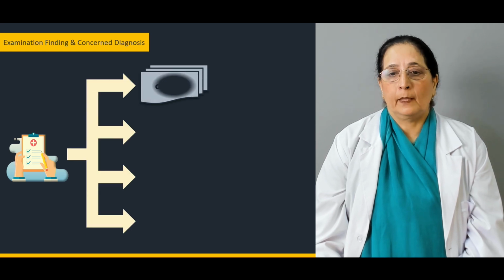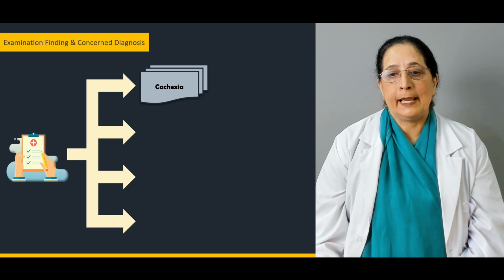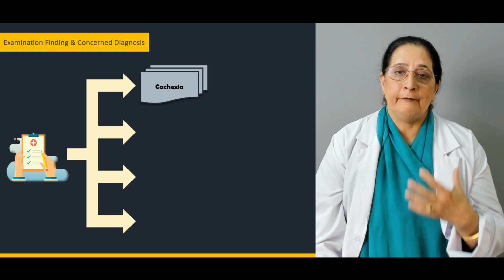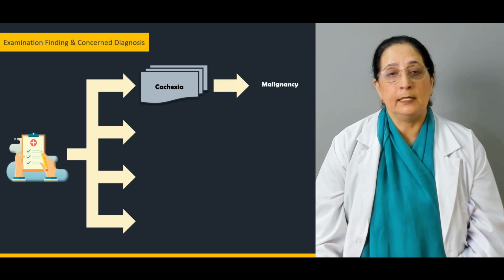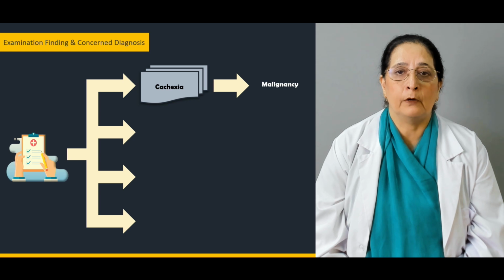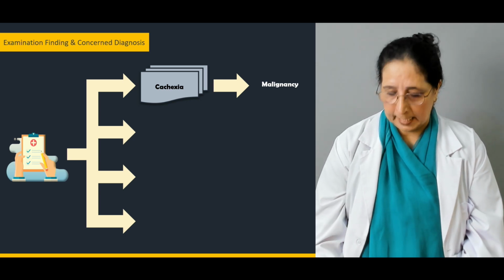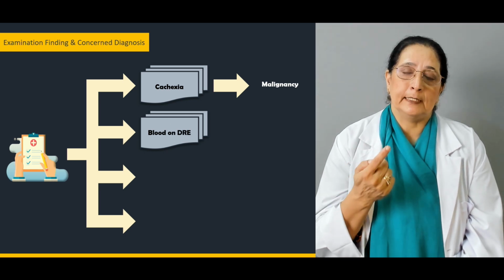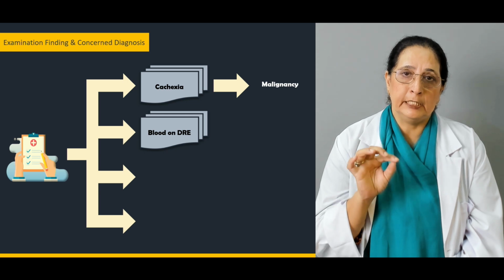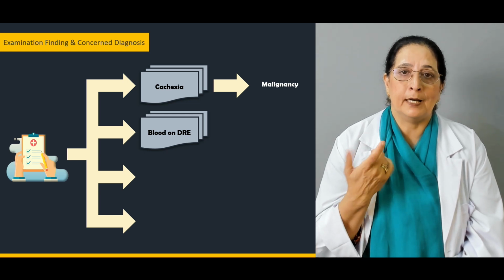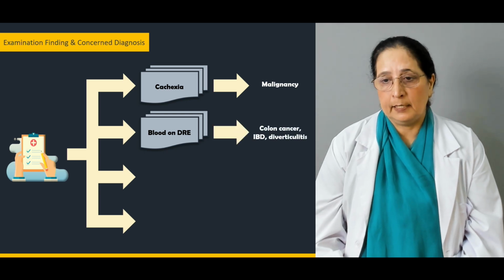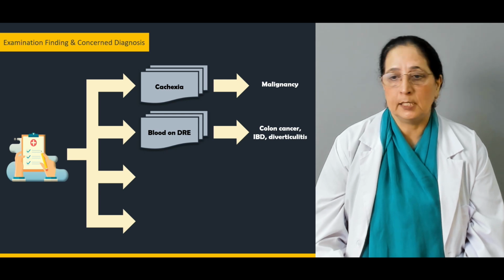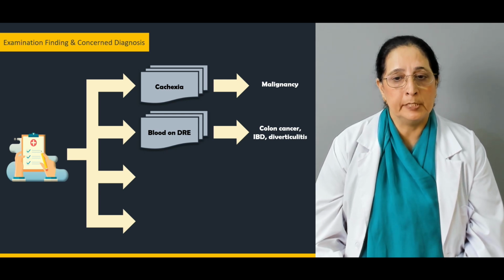Next, the important conditions again, cachexia. Cachexia is the weakening and weakness, unexplained weight loss, weakness. Cachexia is the characteristic of malignancy most of the time. Then blood on digital rectal exam. On the digital rectal exam, if you have blood on the gloves, that's again due to colon cancer, diverticulitis, or inflammatory bowel disease.